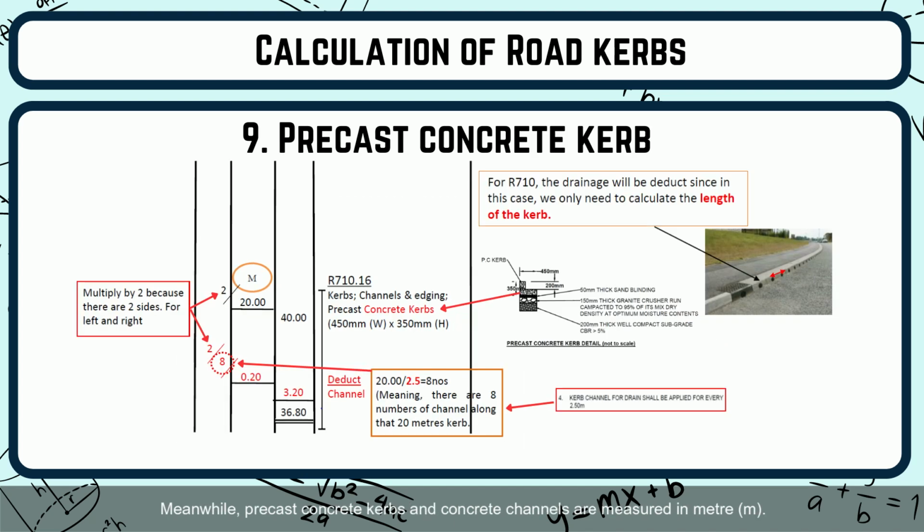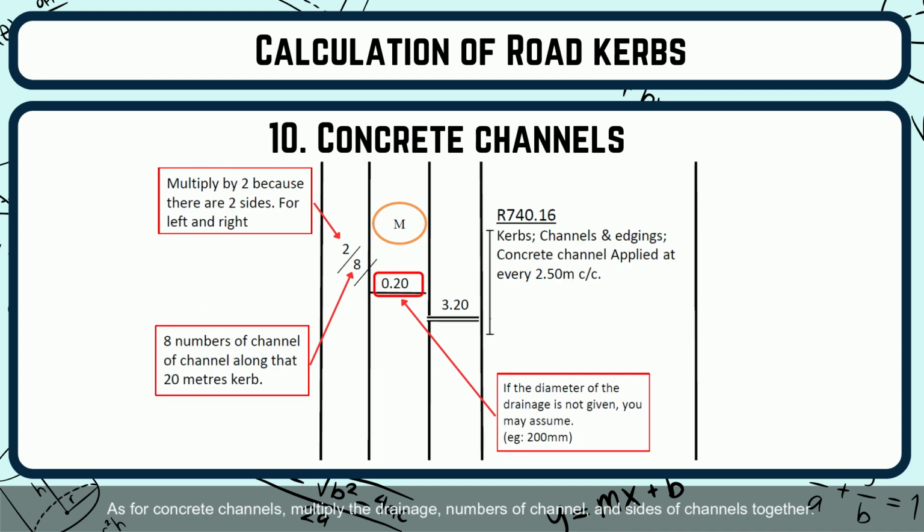Meanwhile, precast concrete curbs and concrete channels are measured in meter. The length of the curb can be taken from the length of the road. Next, deduct it with the channel's length. As for concrete channels, multiply the drainage, number of channel, and size of channel together. The number of channels can be determined by dividing the length of the road with the channels taken from center to center. For example, 20 meter divided by 2.5 meter center to center would be equivalent to 8 channels.